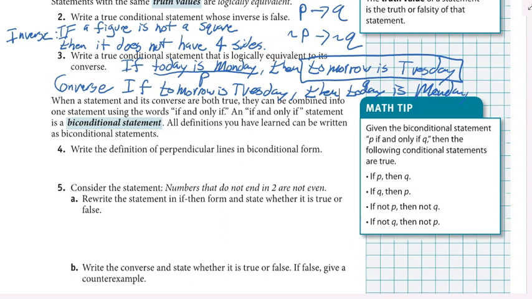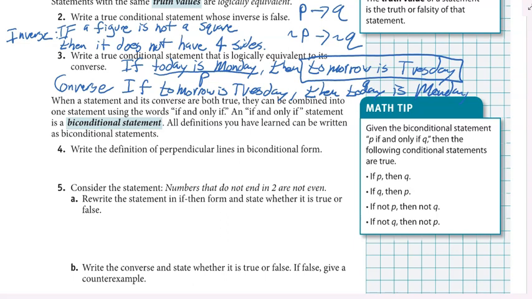All definitions that we learn can be written as biconditional statements. They can be written if and only if. So P if and only if Q. Write the definition of perpendicular lines in biconditional form.